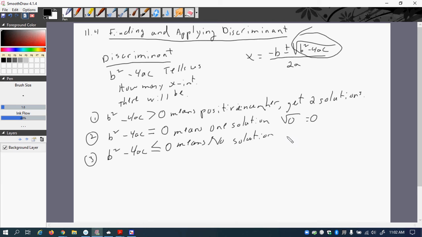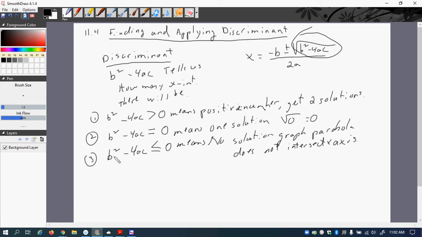And that's because, like we saw before, the graph, the parabola, does not intersect the x-axis. Okay? So these are the three cases that we deal with.